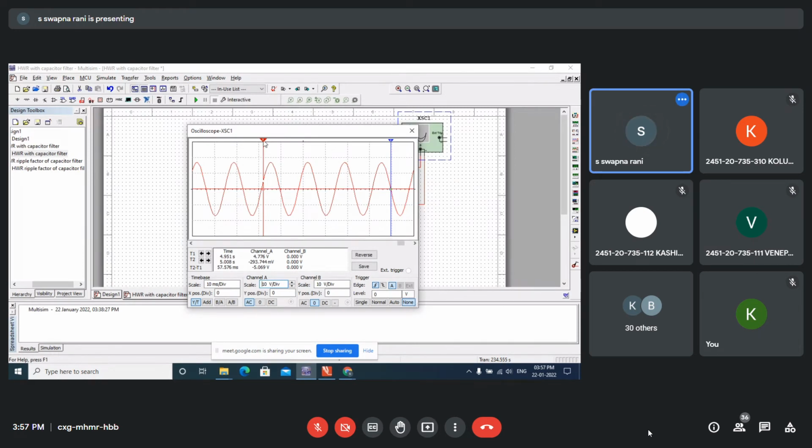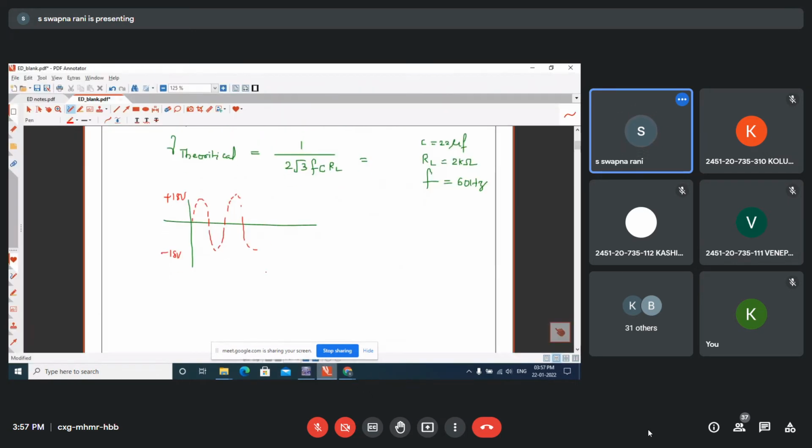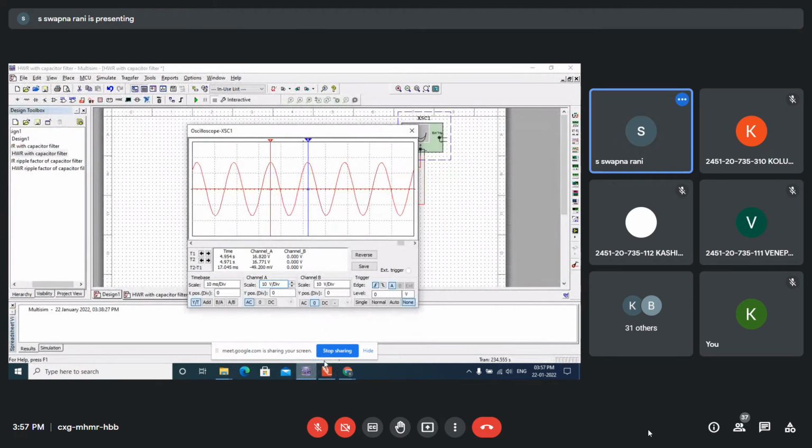And for the time period, these cursors are used to measure it. You can place these cursors covering one cycle, from here to here. Time period is 1 by 60 hertz. For 50 hertz it is 20 milliseconds, so for 60 how much will we get? Let us calculate. It should be around 17 milliseconds, and it is shown as 17 milliseconds.